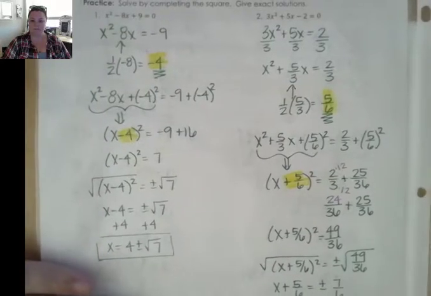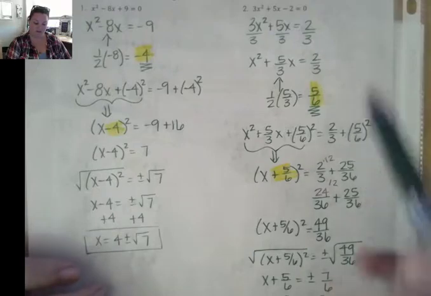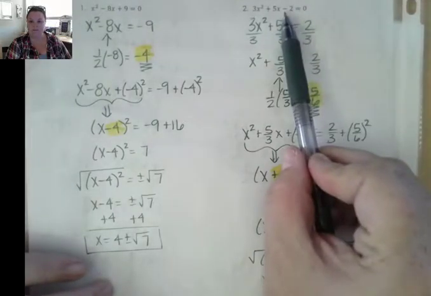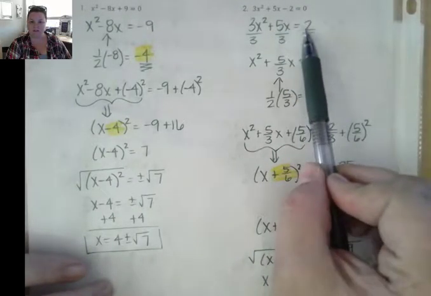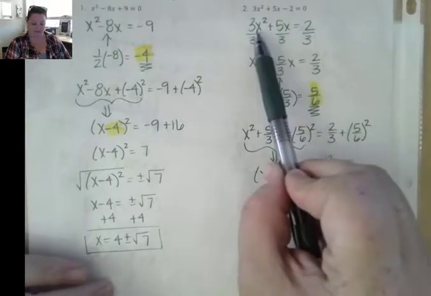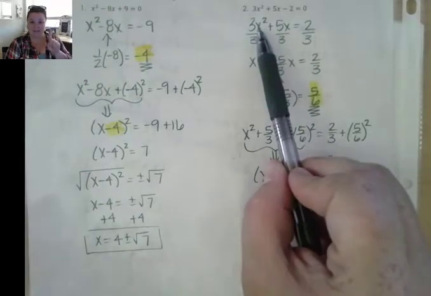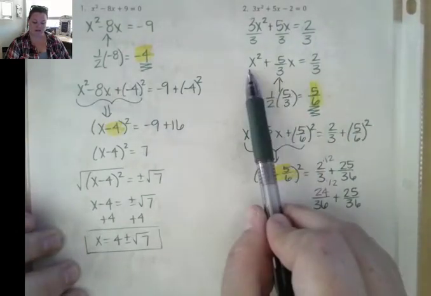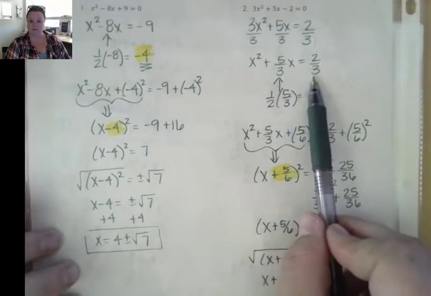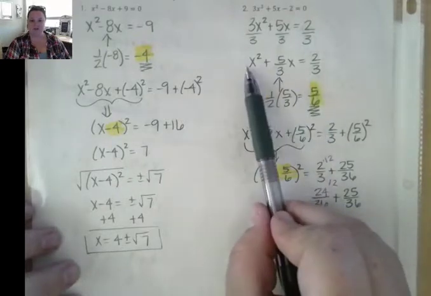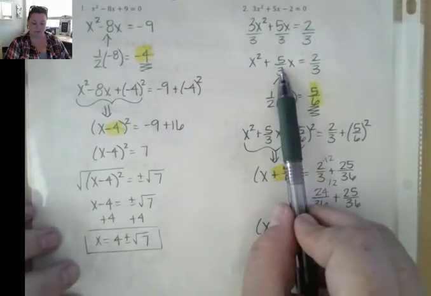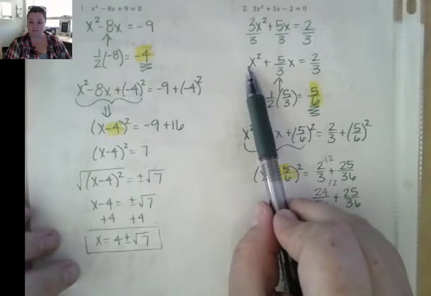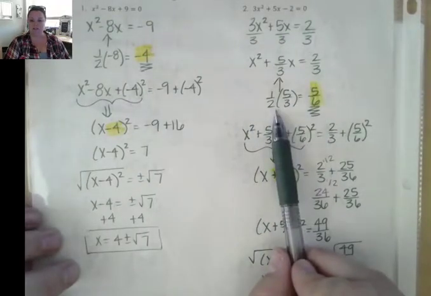Number 2, we start by moving the 2 to the other side. It's negative, so when we move it to the right-hand side, it should become positive. Then we have to get rid of our leading coefficient because it has to be a 1. So we divide every term by 3, which leaves us with x squared plus 5/3 x equals 2/3. Now that we have just our x squared and our x term, and our x squared has a leading coefficient of 1, we can go ahead and start completing the square.